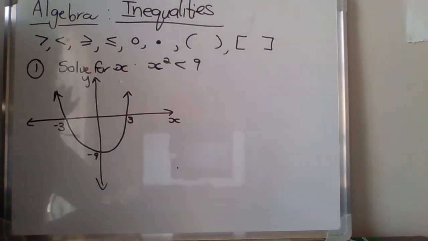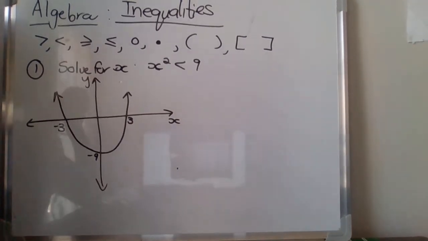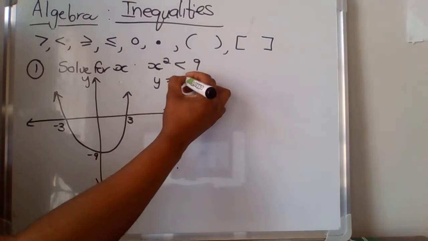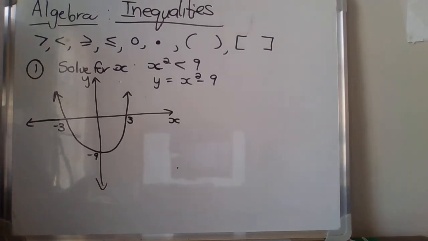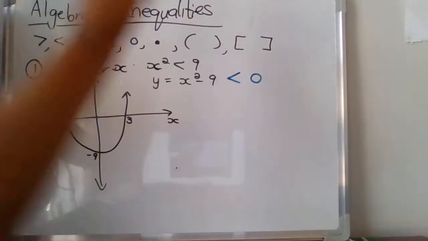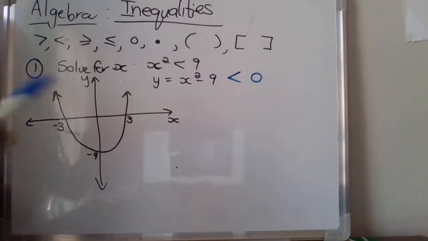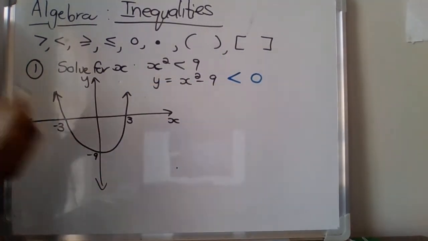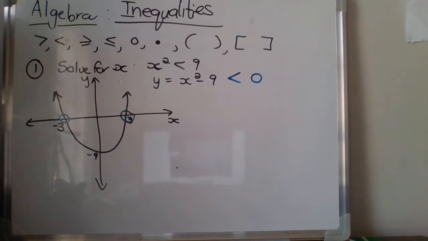Okay, so the second way of solving this would be to actually draw the parabola, where y is equal to x squared minus 9. So y is equal to x squared minus 9. And we want to know where this is less than 0. Which values of x would make y be less than 0? Remember we said these two are our critical values. When it's here, y is equal to 0. So we want to know where y is negative.